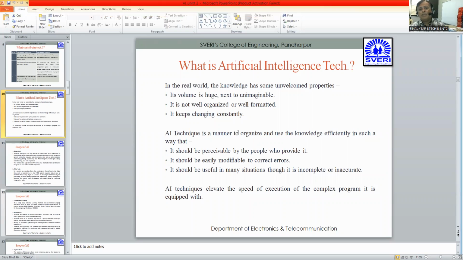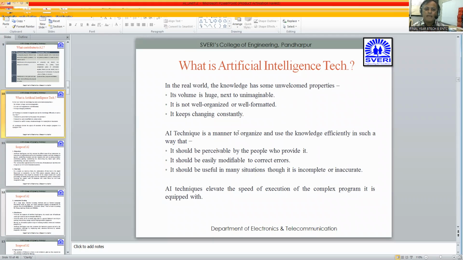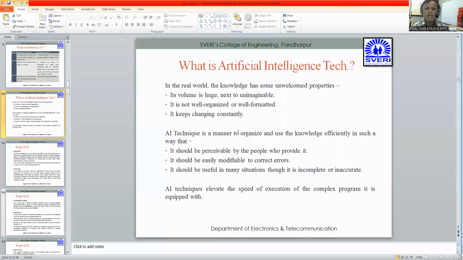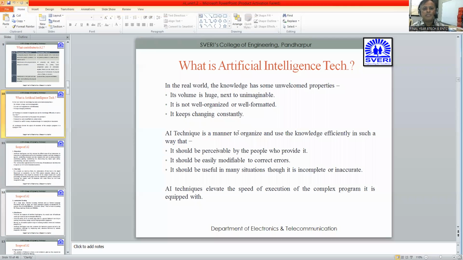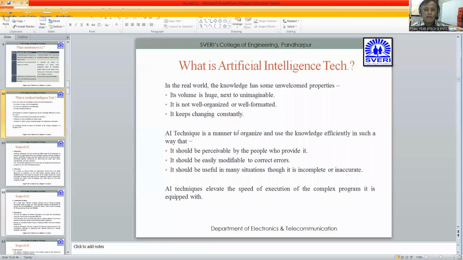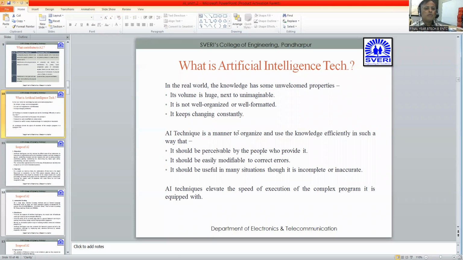The second unwelcome property is that it is not well organized or well formatted. Obviously there is raw information all around, not a very specific one. If you want to use it, you first have to organize and format it properly, and only then can you understand it. Most of the raw information is not organized or formatted. And the most important: परिवर्तन नियति का नियम है. That is, it keeps changing constantly, which makes it more difficult to understand. That is what knowledge is about.